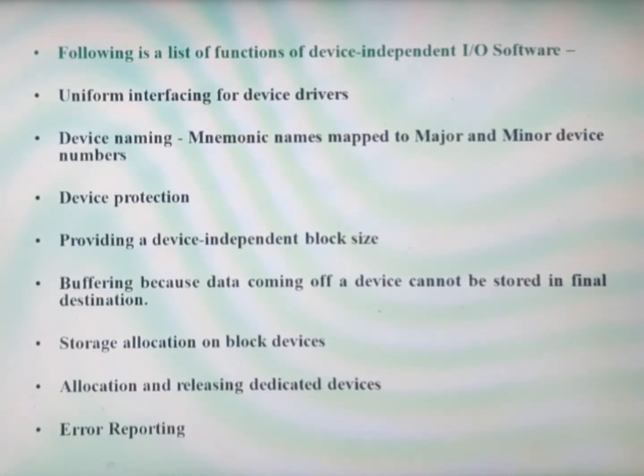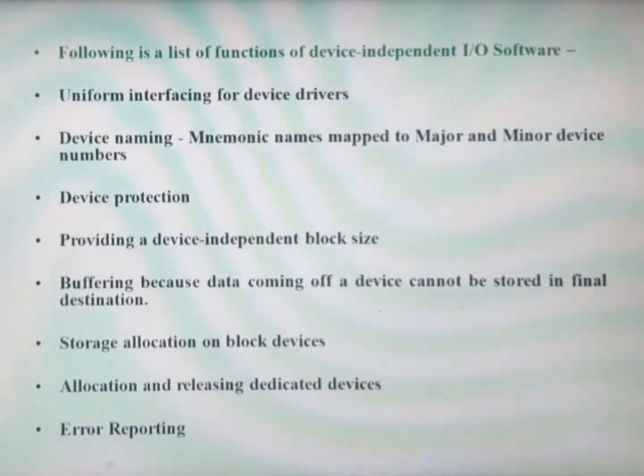And providing a device independent block size. It is not that because a hard disk has more space, the operating system will give more space, and because a pen drive has less space, the operating system will give less space. It is not like that. Whatever the requirement is for the program, that will be given. And buffering, because data coming off a device cannot always be stored in the final destination. Sometimes a few files do not need to be copied to the desktop; they will execute in that format only.